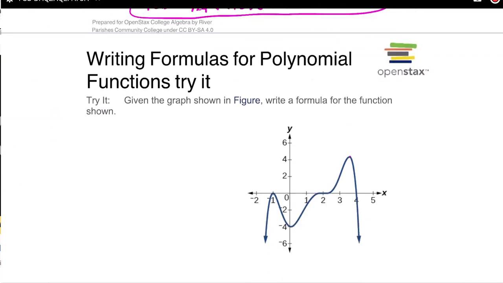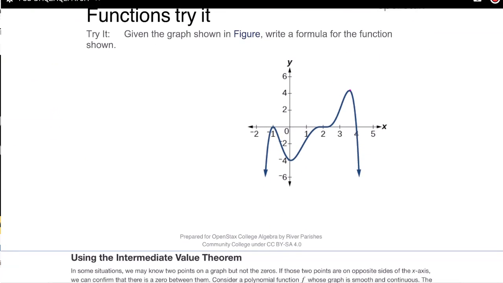Alright, so you guys try this next one. Given this graph, see if you can write a formula for the function. And when you're finished, pause the video first, and then when you're finished, unpause it and we'll go over it.